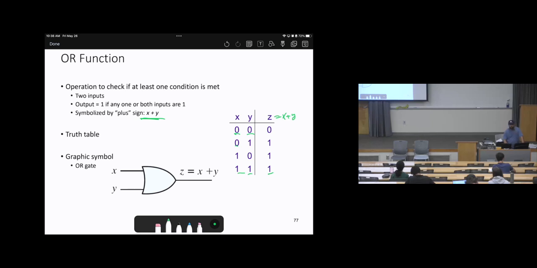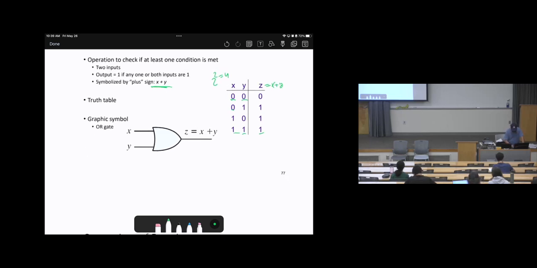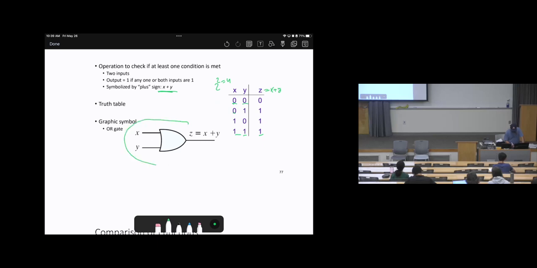But keep in mind that if any of these digits is 1, then the output will be 1. How do we determine the truth table size? 2 power number of inputs. 2 power 2 will be 4 possibilities. And the symbol actually also looks like this.